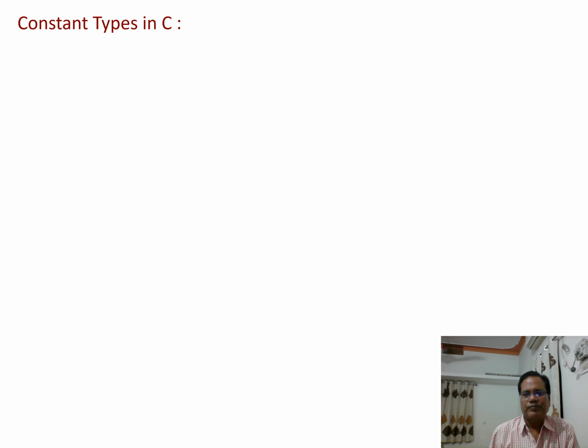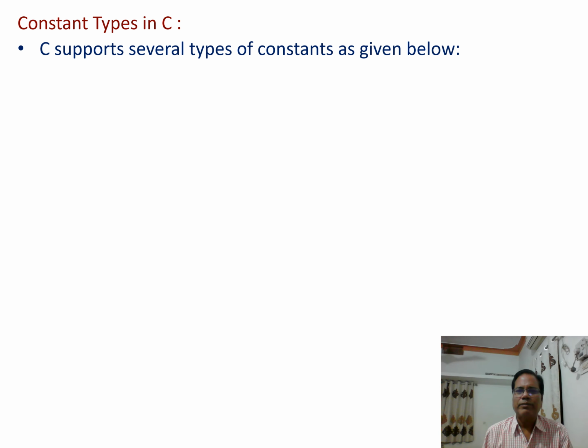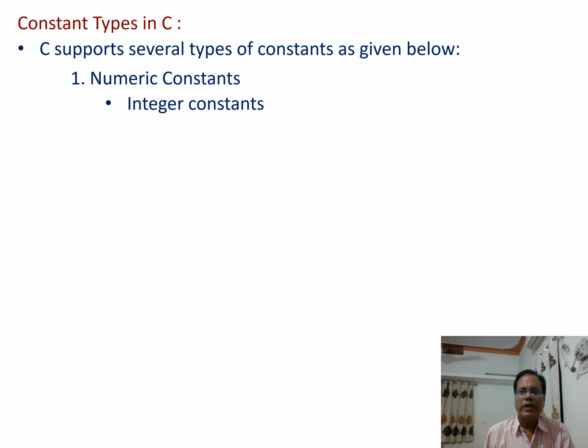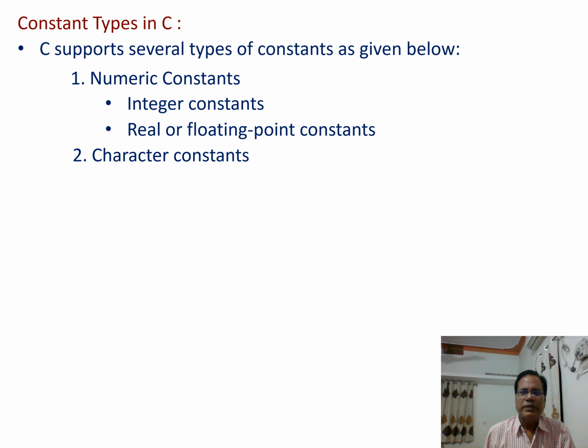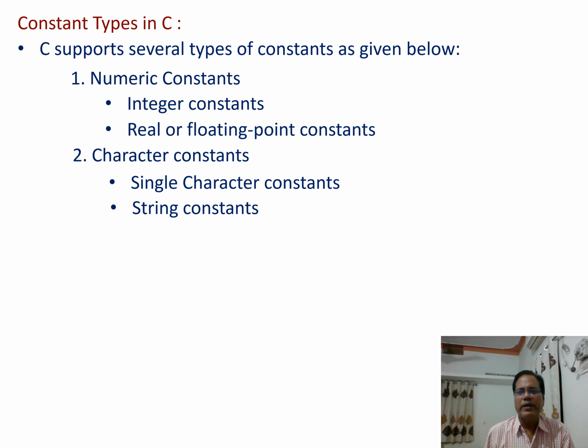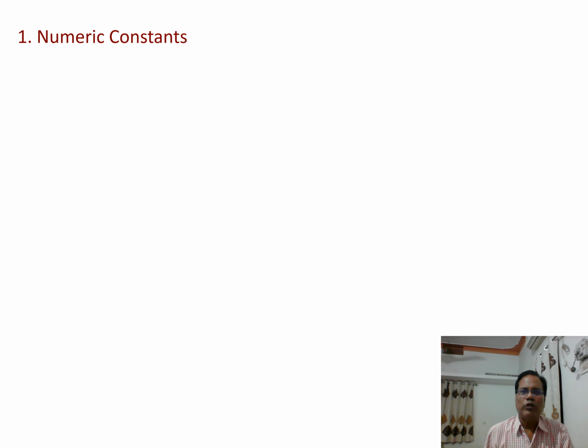Constant types in C. What are the different constant types? We have to discuss under this heading. C supports several types of constants as given below. First, numeric constant. Under numeric constant, integer constant and real or floating point constant. Then the second one is the character constant. Under this one, single character constant, string constant, and also backslash character constants. So these character constants we have to discuss. Now let us first discuss the numeric constant.